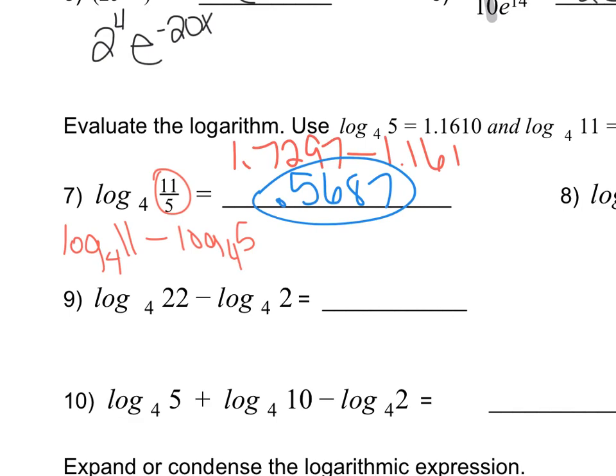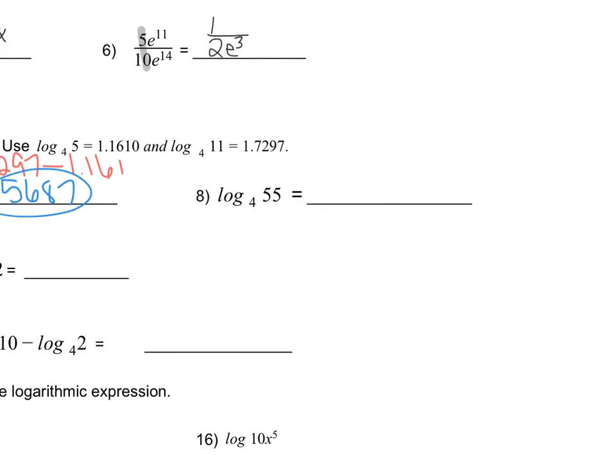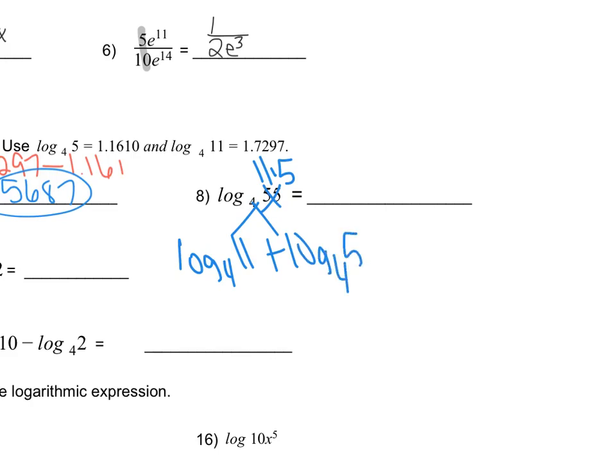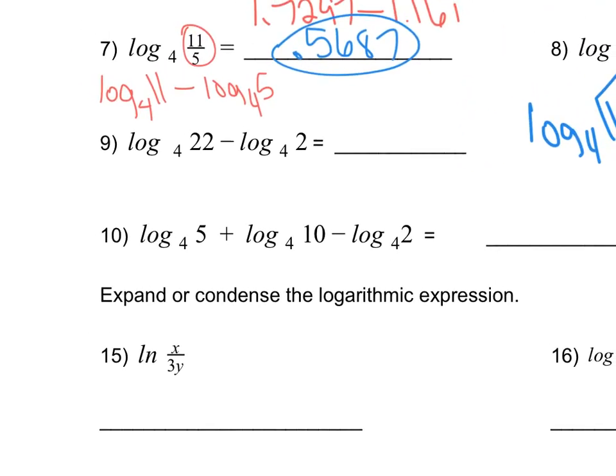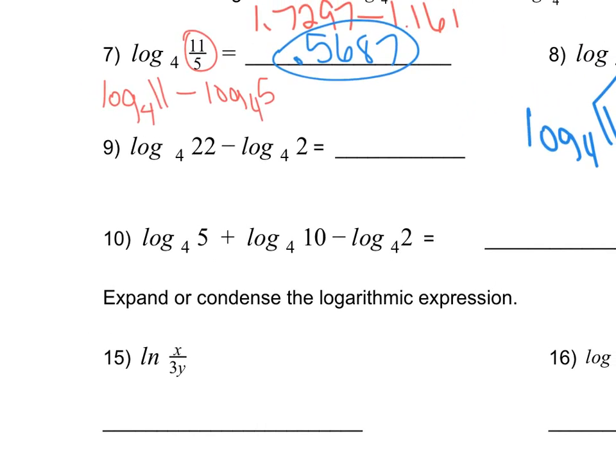to get 0.5687. Okay, and then we're going to use that same thought process here for number 8. 55 could be rewritten as 11 times 5. That's 55. And when we have multiplication, when we break that apart, we use addition. So we would have log base 4 of 11 plus log base 4 of 5. So we're just going to add those two values together. We would have 1.161 plus 1.7297 to get 2.8907.